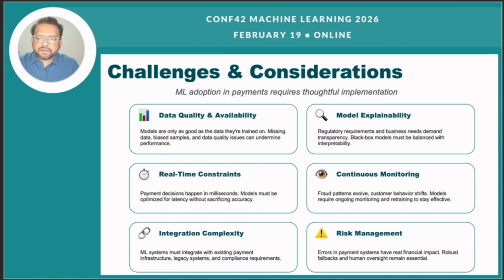First, data quality and availability. Machine learning models are only as good as the data they are trained on. In payments, you face challenges like missing data, since not every transaction has complete information. There are biased samples, since your training data might not represent all the customer segments equally. And there are data quality issues like errors, duplicates, and inconsistencies that could undermine model performance.